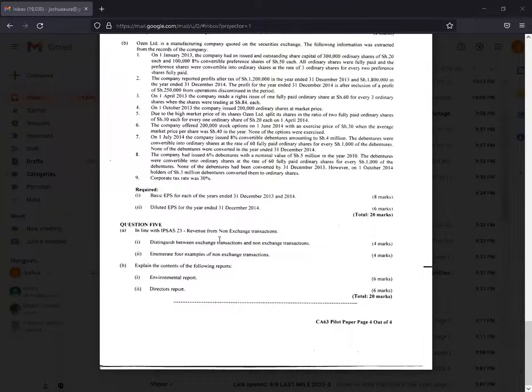This lesson has taught them very good things. Distinguish between exchange transactions and non-exchange transactions. Out of 4, always talk about it. Enumerate 4 examples of non-exchange transactions. Explain the contents of the following reports: environmental report, director's water report. Look at those number of marks.